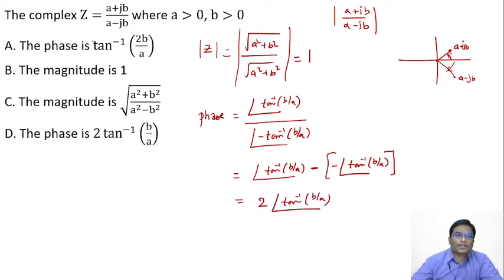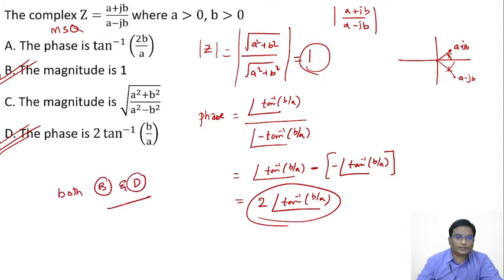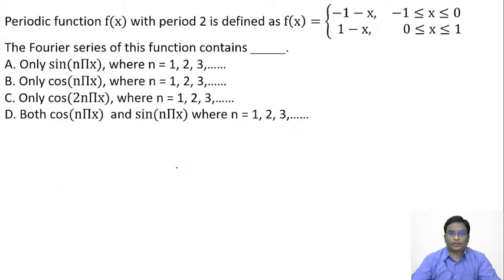This is also an MSQ type of question, multiple select question. Magnitude is 1, angle is 2 tan inverse of b by a. Magnitude is 1 is correct. 2 tan inverse of b by a is correct. It's not 2 tan inverse of 2b by a. This is 2 into tan inverse of b by a. Both options B and D are correct. Okay. Let's move on to the next question.